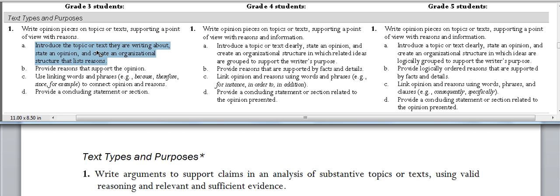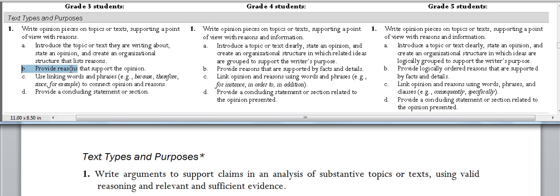In grade level 3, they have to introduce the topic or text they're writing about, state an opinion, and create an organizational structure that lists reasons. That's further developed than what second graders were expected to do. In grade level 4, they have to create an organizational structure in which related ideas are grouped to support the writer's purpose. And in grade level 5, those ideas have to be logically grouped to support the writer's purpose.